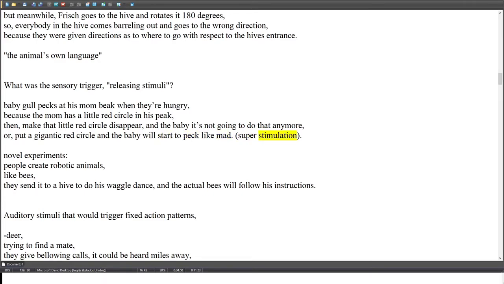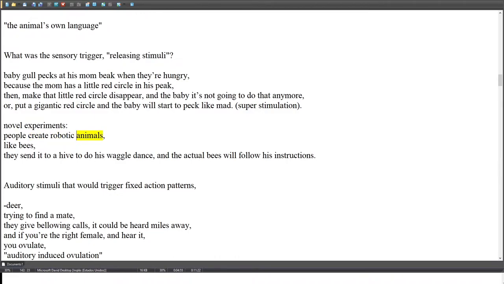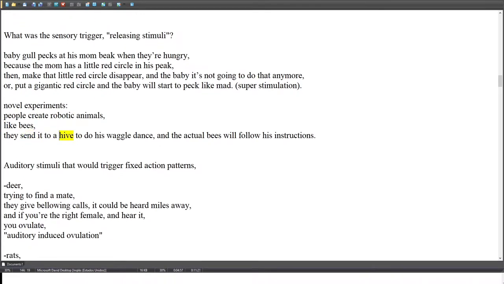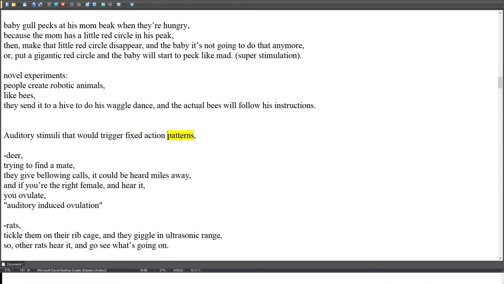Super stimulation. Novel experiments: people create robotic animals, like bees. They send one to a hive to do its waggle dance, and the actual bees will follow its instructions. Auditory stimuli can also trigger fixed action patterns.